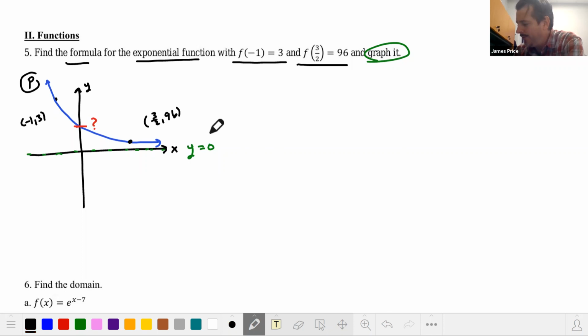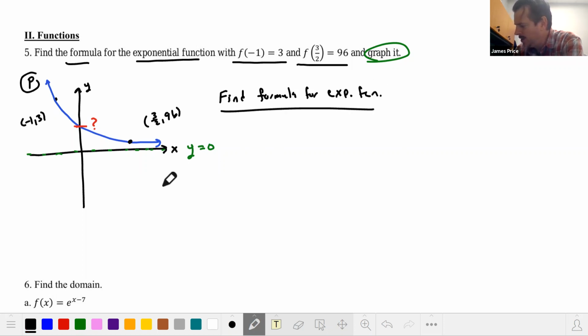All right, so I want to find the formula for the exponential function. My equation is given to you on the front of the exam, so I know what it looks like. I have f of x equal to c times a to the x. In fact, if you look at the front of the review, you'll see the formula at the top. So my job is to find this c and a.